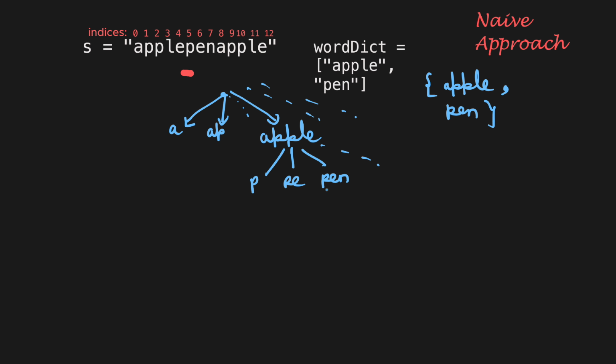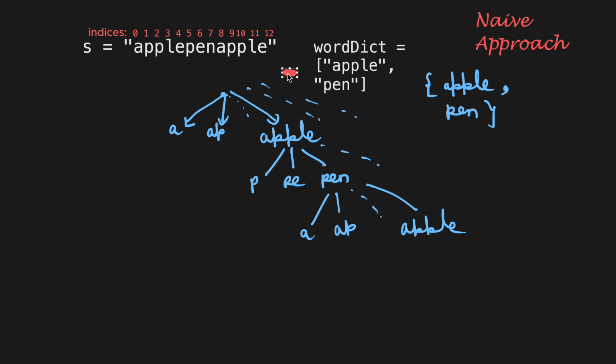And since the prefix pen exists in the word set, we continue along this path and move the iterator I to index 8, and again try to construct all possible prefixes like A, AP, and so on. And eventually we construct the prefix apple, which exists in the word set. So we continue along this path and move the iterator forward.